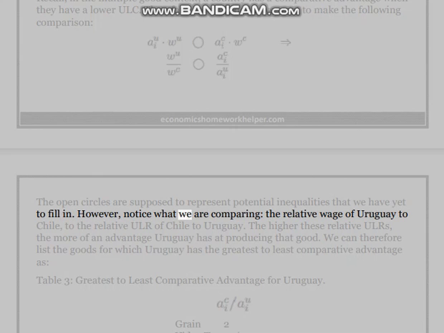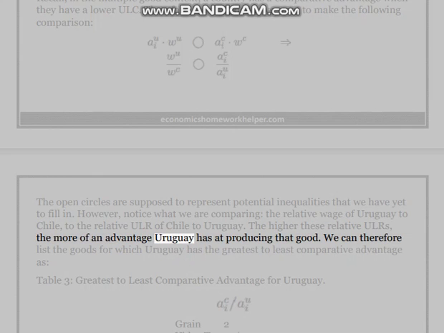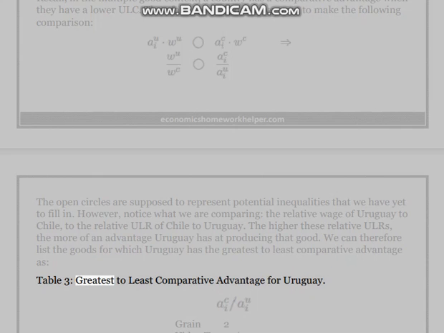However, notice what we are comparing: the relative wage of Uruguay to Chile, to the relative ULR of Chile to Uruguay. The higher these relative ULRs, the more of an advantage Uruguay has at producing that good. We can therefore list the goods for which Uruguay has the greatest to least comparative advantage. As Table 3, greatest to least comparative advantage for Uruguay: grain, videotape, beef, insulation.